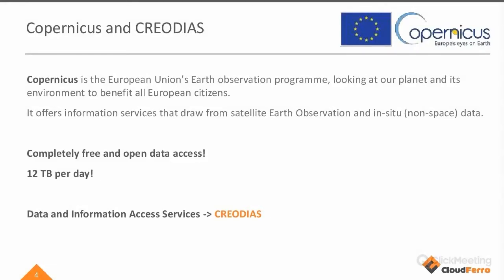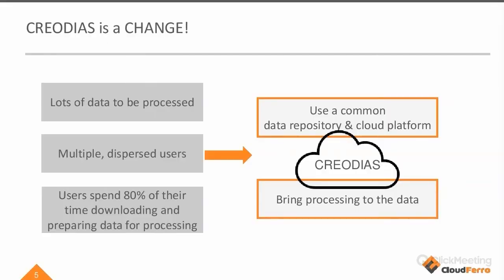So CREODIAS is a cloud-based platform. In general, it's data and information access services. As you will see, it gives us access to data and also to processing in the cloud. Probably you are using satellite data in your everyday work. So you know that, for example, for different areas, for different projects, we need to gather lots of data. And satellite data, especially radar data, the weight is really big. Those are big datasets. So for our projects, lots of data has to be processed. So we are gathering the datasets from different sources, not from only one satellite, but from different. And also we combine in situ datasets.